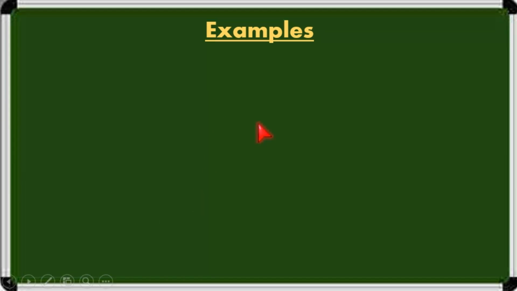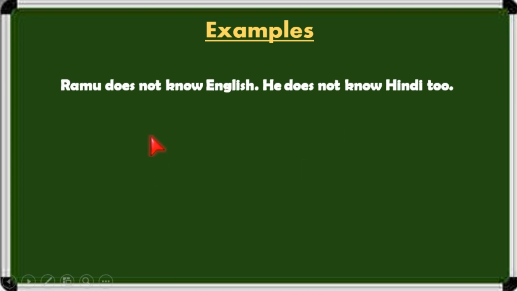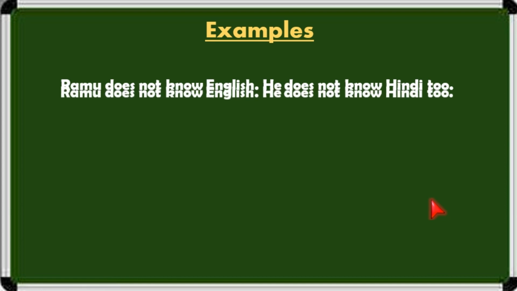Okay. With another two examples, we can wind up this video. Carefully notice. Look at this example. Ramu does not know English. He does not know Hindi. That means Ramu does not know English and Hindi. How can combine these two sentences using neither nor? First of all, we have to remove negative sense of words. So here is not, we have to remove, and also we have to remove another word too. So that 3 words we have to remove from here.